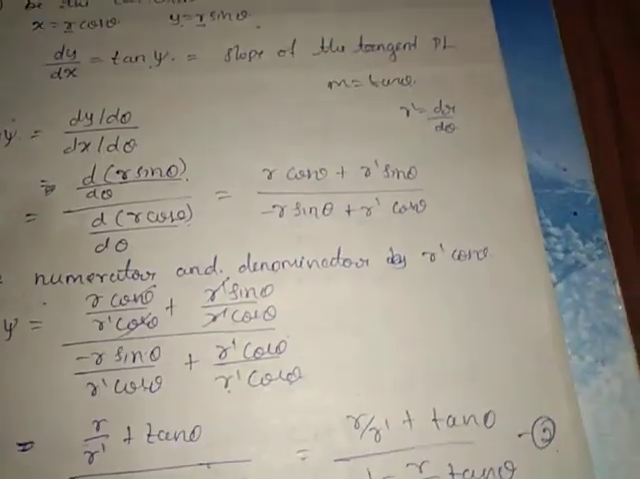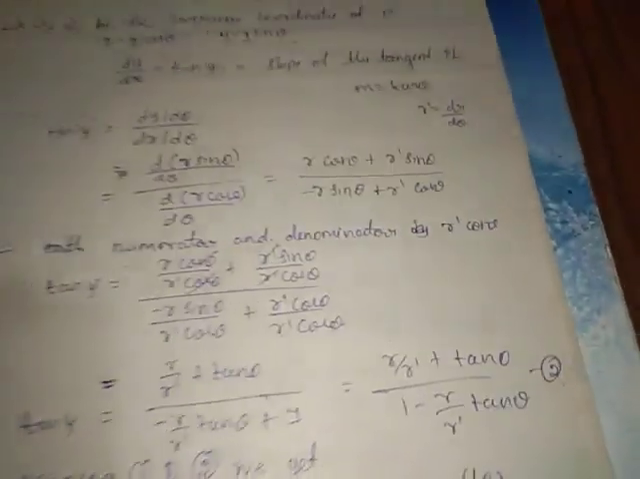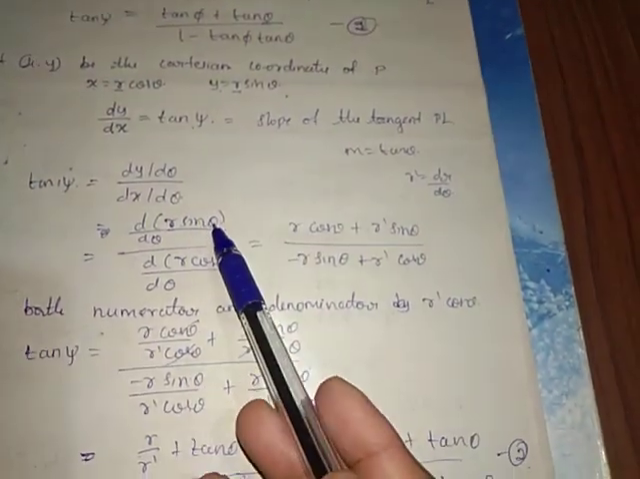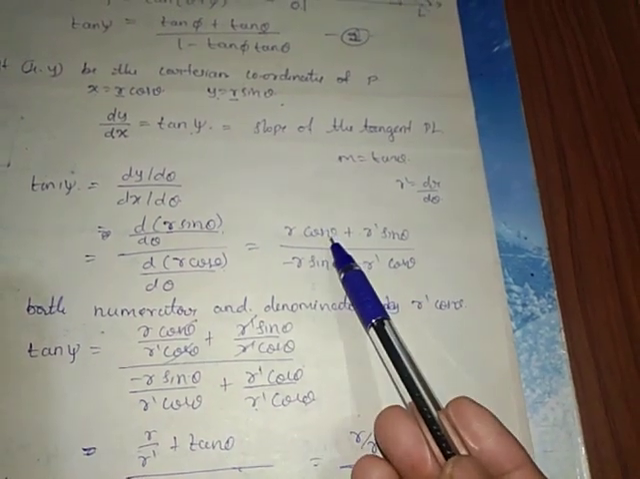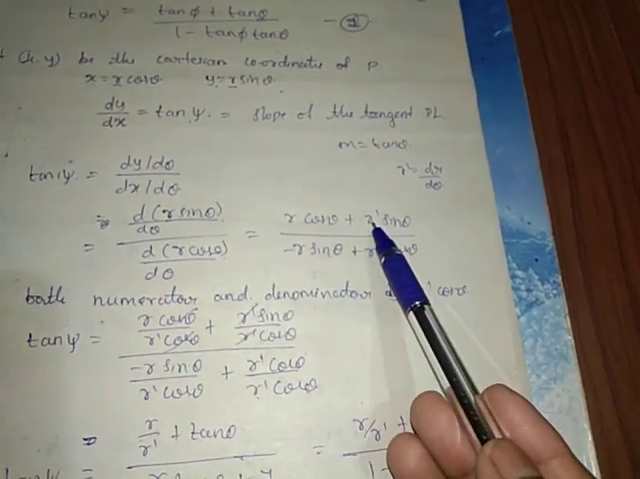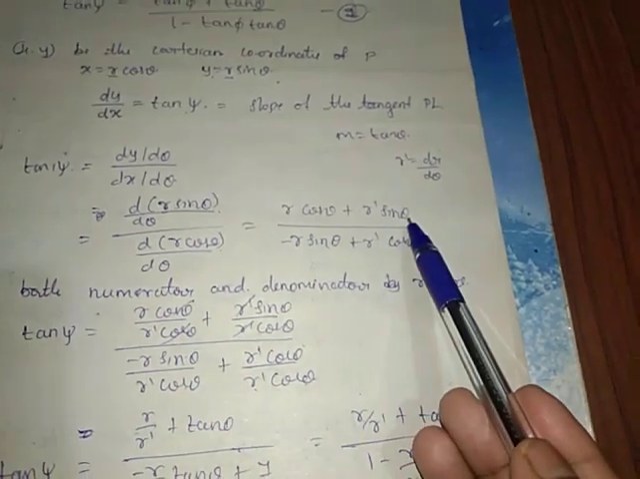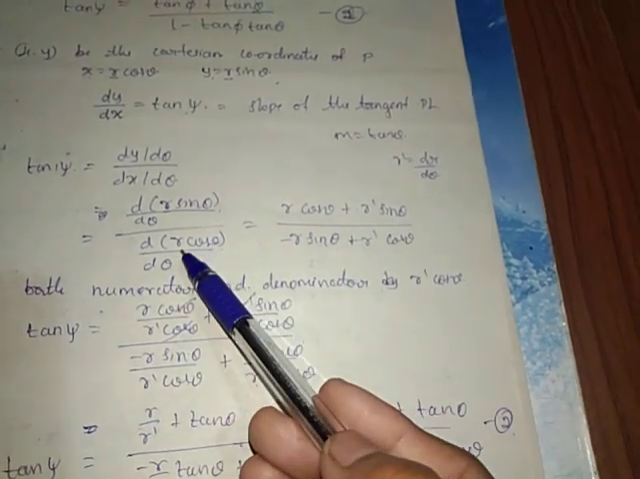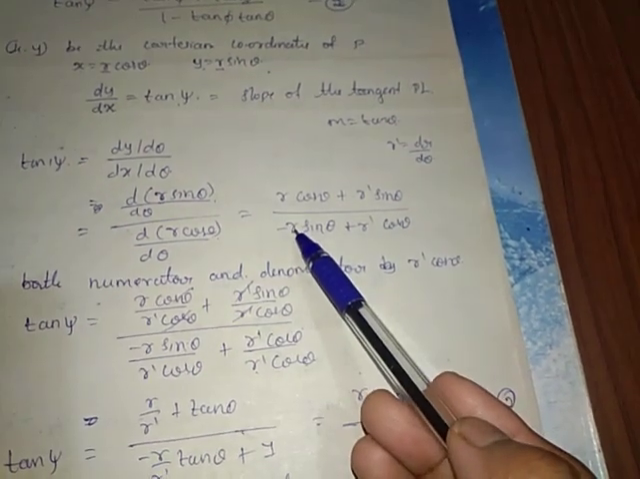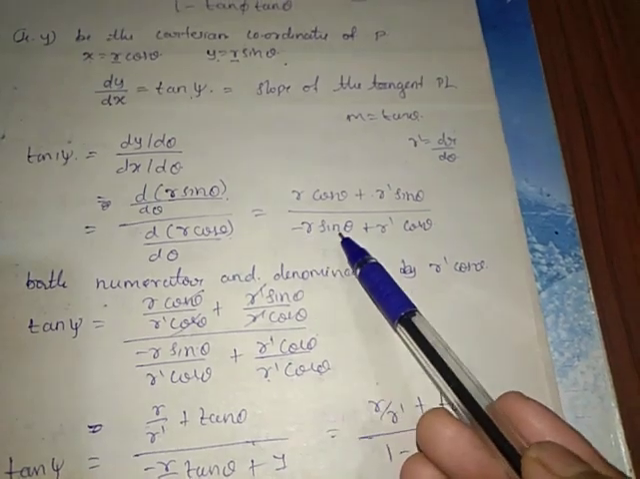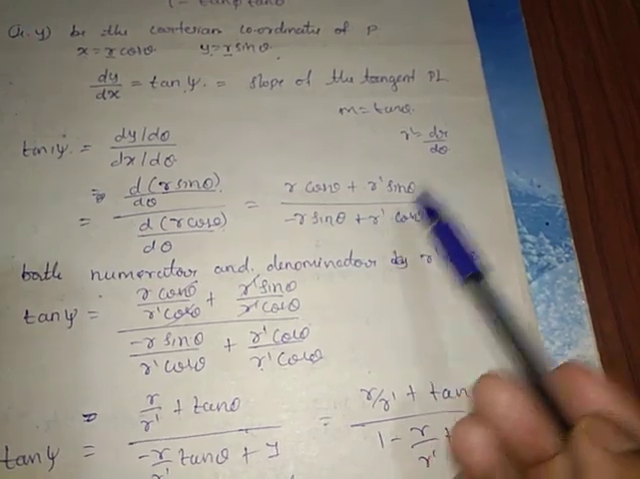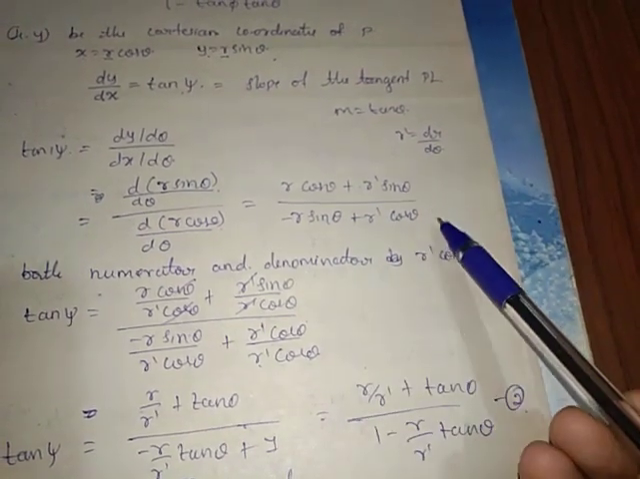Differentiating r sin theta, the product rule will be applied here. By the product rule, the derivative of r into sin theta is r into cos theta, the derivative of sin, plus the derivative of r, which is r dash, keeping sin theta as it is, whole divided by r into cos theta. Again apply the u into v form: keep r as it is, the derivative of cos is minus sin theta, plus the derivative of r, r dash, nothing but dr by d theta, into cos theta.